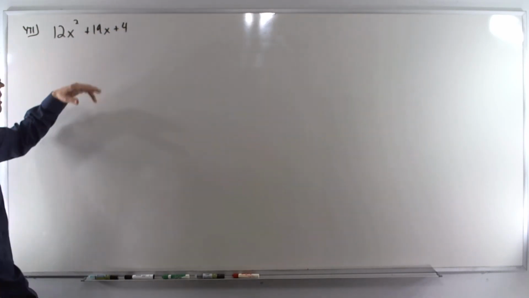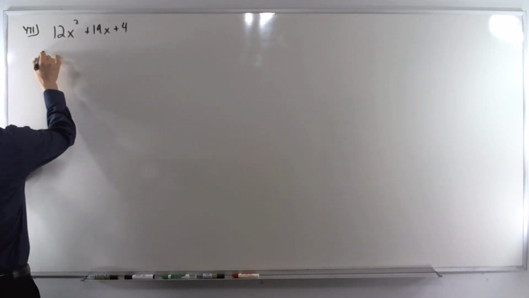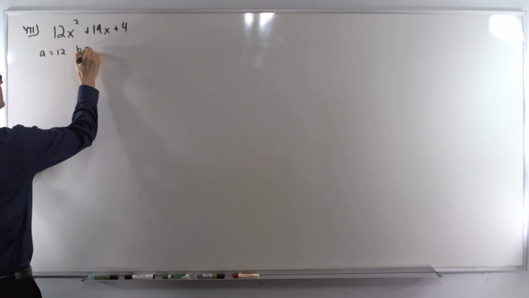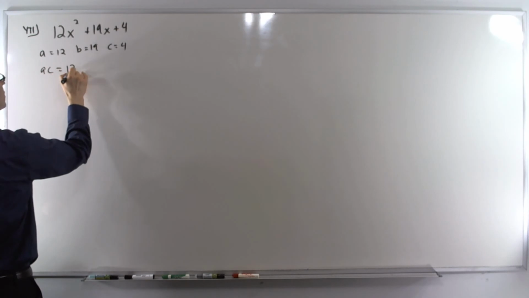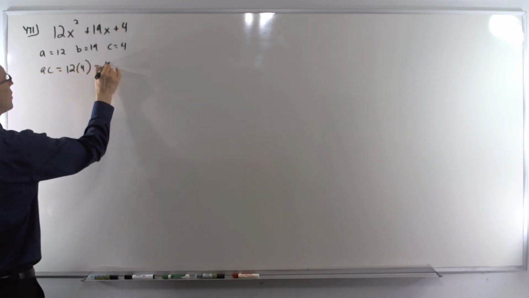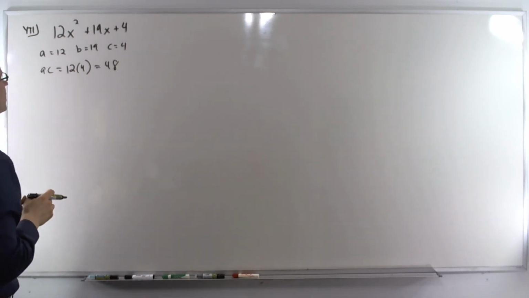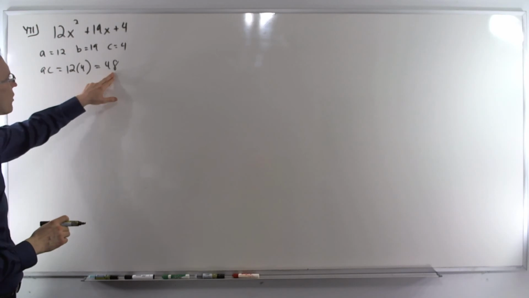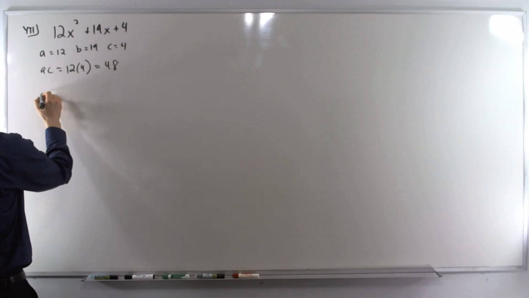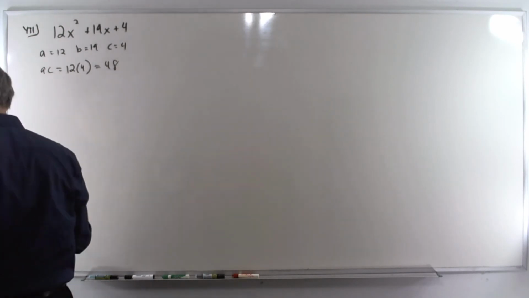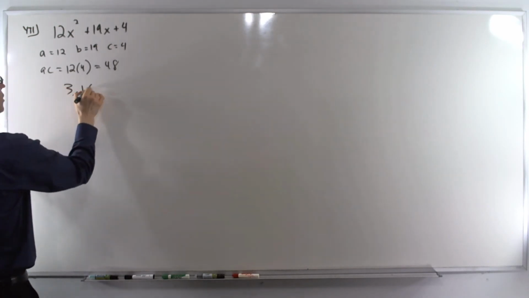For this one, we don't have any common factors to factor out. So we'll go right to AC. A is 12, B is 19, and C is 4. So AC gives us 12 times 4, or 48. All right, now we need two numbers that multiply to get 48, and add to get 19. So those two numbers will be 3 and 16.